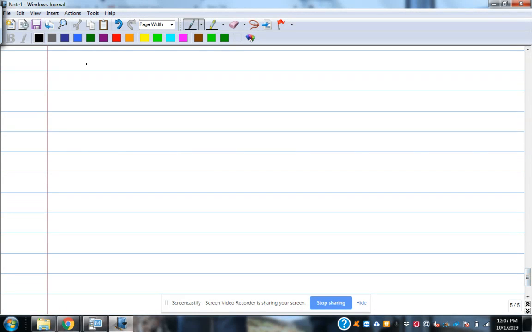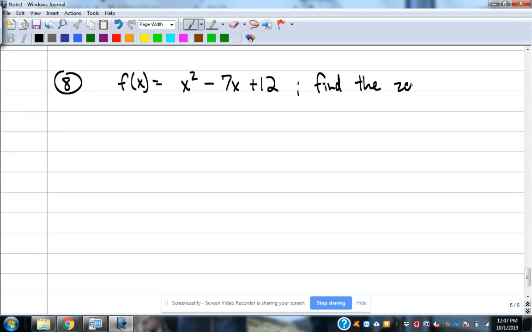This one's a little different than the rest of them. Let's say we had f of x is equal to x squared minus 7x plus 12. And they said find the zeros. So how do we find the zeros of that function? So what do we got to set it equal to first?